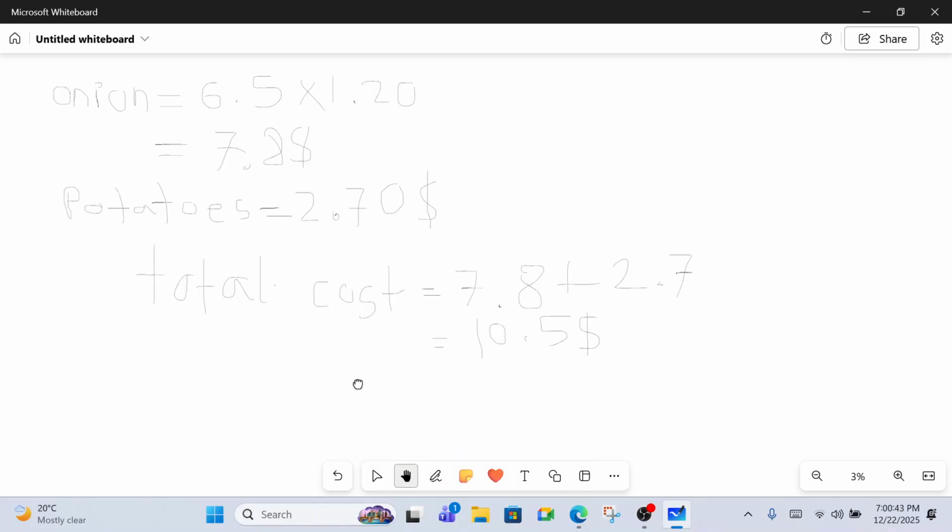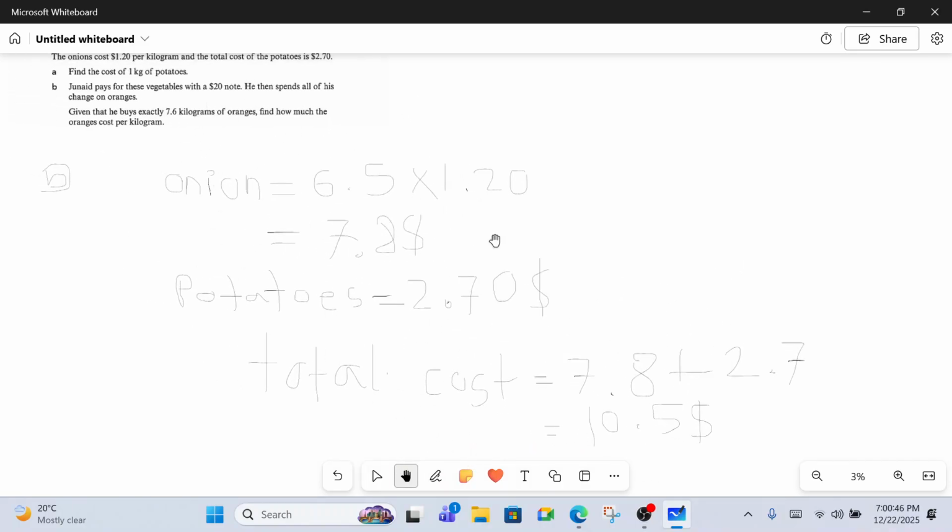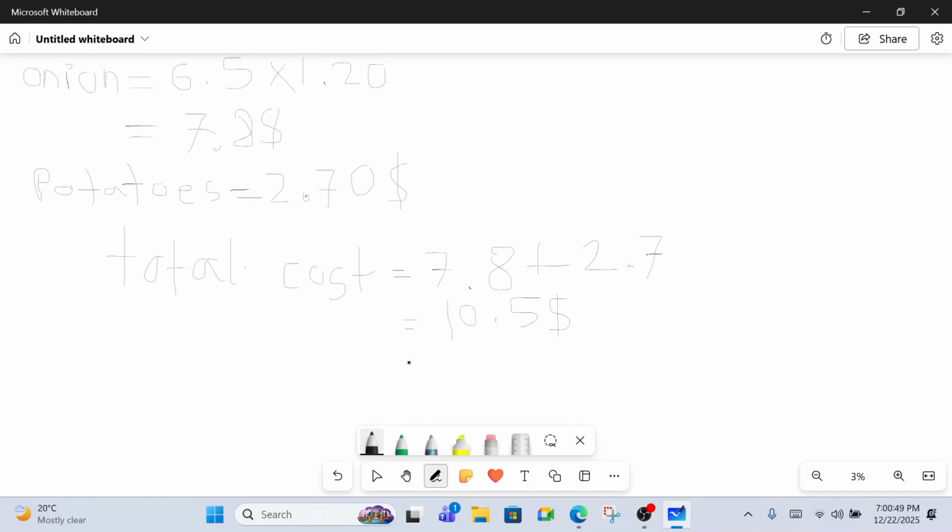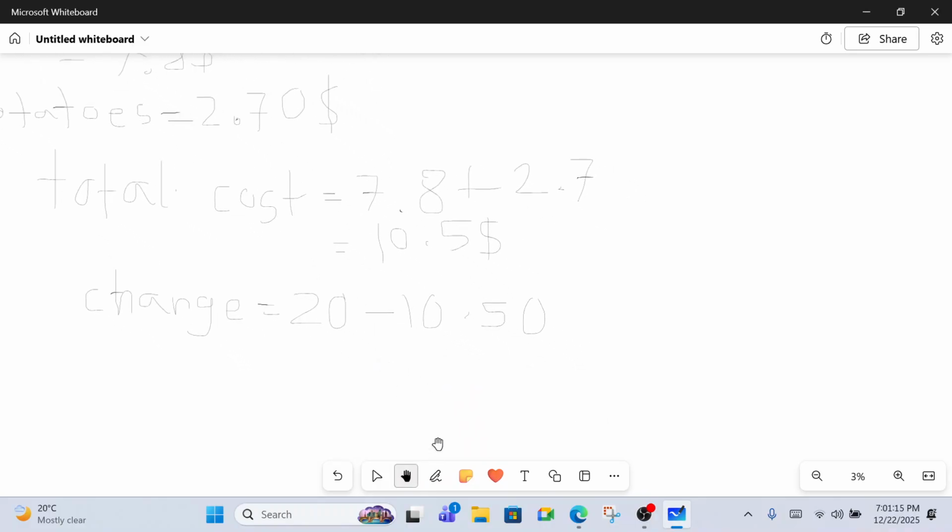Okay, now remember we had a $20 note, so we want to pay it off with his change. So change equals 20 minus 10.50. Okay, which gives us an answer of $9.50.